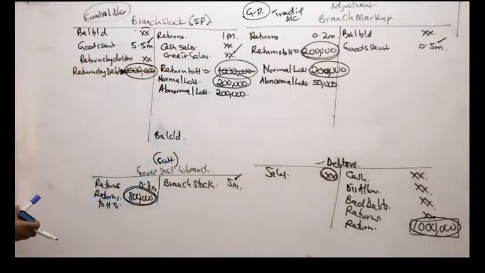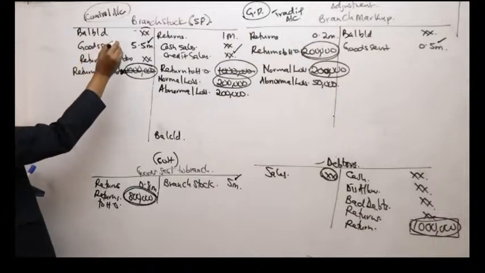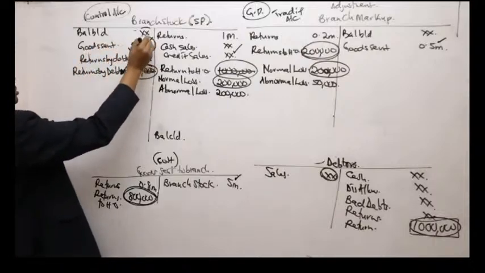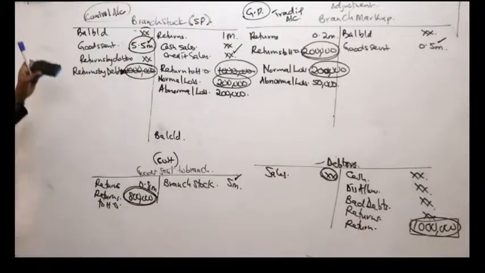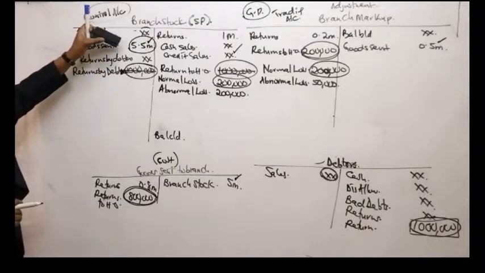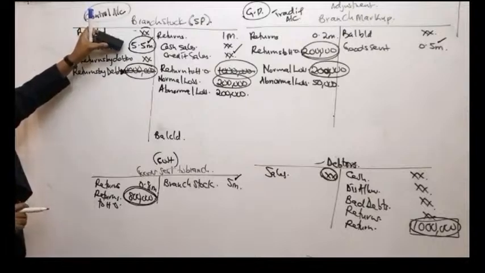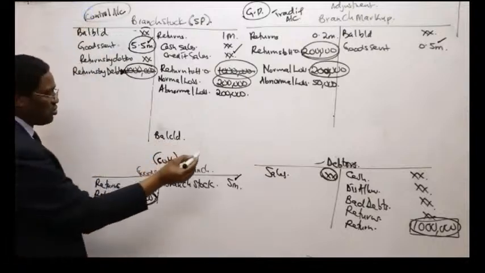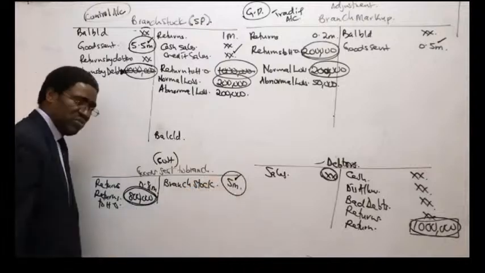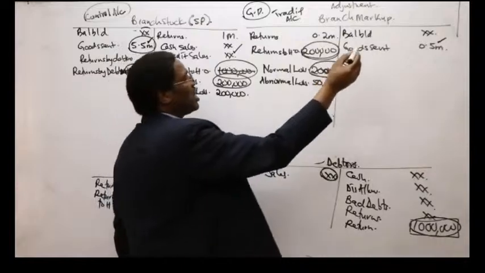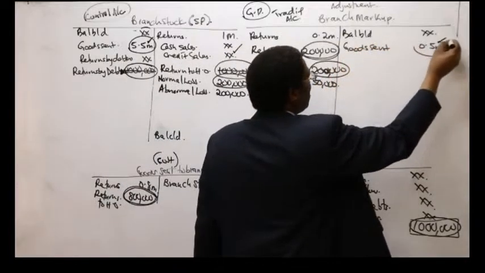Now, one time as a head office, when you are selling goods to the branch, you charge them 5.5 million. You debited the branch stock at 5.5 million. The goods had a cost of 5 million. You credited goods sent to branch at 5 million, and you credited branch markup with a profit loading of 500,000.